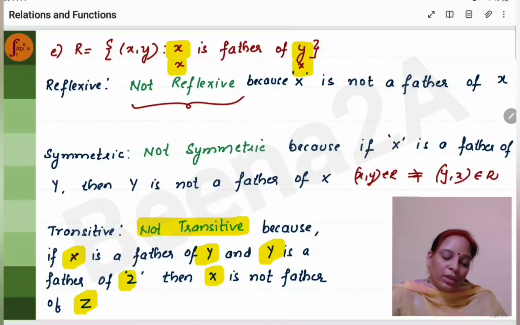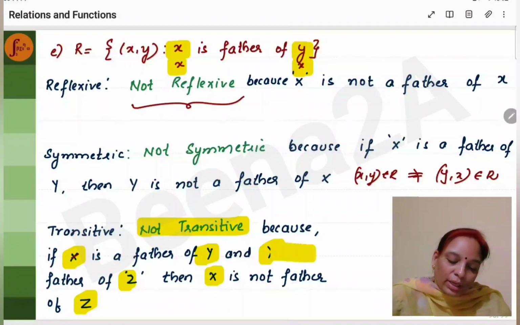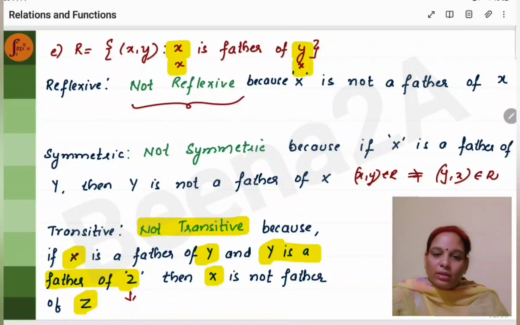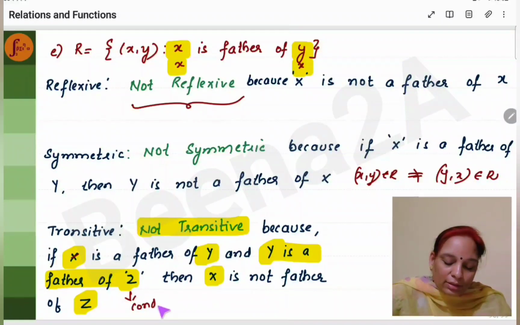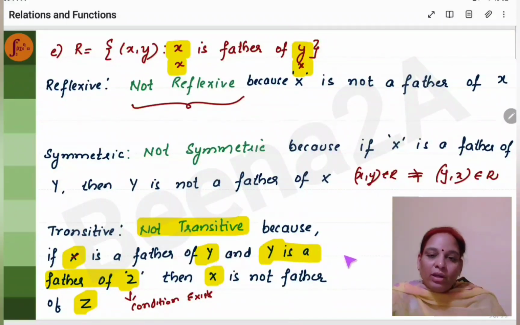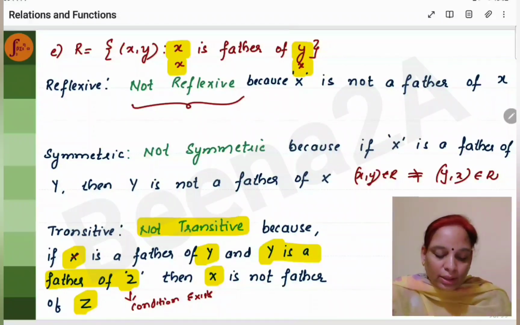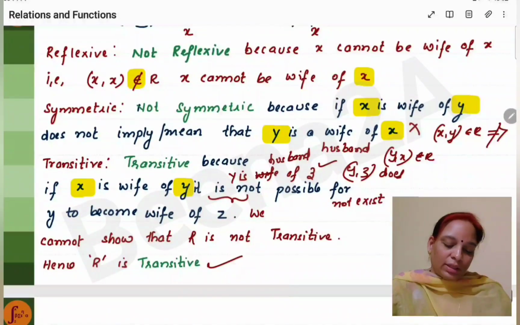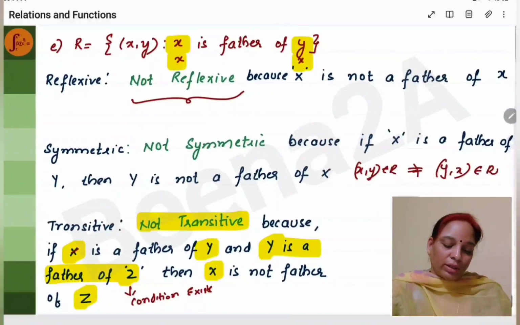See, there is a difference between the earlier problem and this problem. There, the second case, y is a father of z, is valid here. y can become a father of z. So this condition exists. In the earlier case, this second condition was not valid at all. y becoming a wife of z, that second condition does not exist. That's why in the earlier case it was transitive, but in this case it is not transitive.